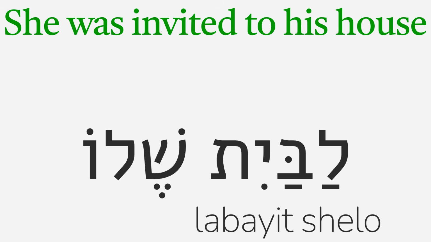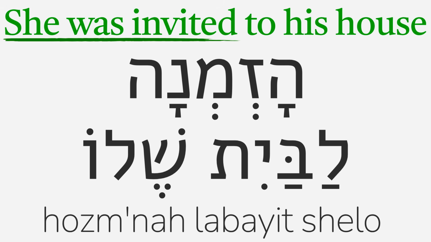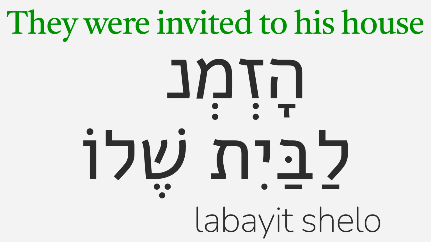The Hufal past tense verb she was invited will be made from hozman, he was invited, by shortening the patach on the second root letter to a shva and adding the a ending used with past tense verbs whose subject is she. Hozmena, she was invited. Hozmena labayit shelo. She was invited to his house. The same vowel change happens with the subject they.